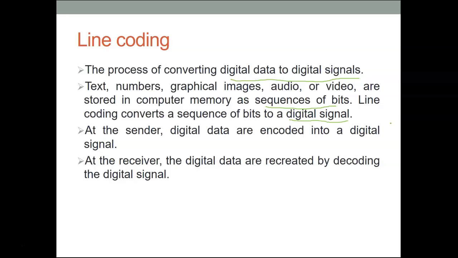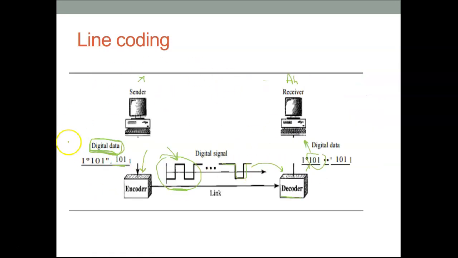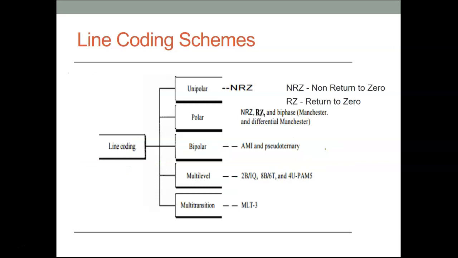So if I ask you what's line coding, it is converting a sequence of bits into a digital signal. So in the sender, data is encoded into digital signal, and in the receiver, we decode the signal into data, as we discussed earlier. So for the sender, we encode the digital data to signal, and for the receiver, we decode the digital signal into digital data. So this is very easy.